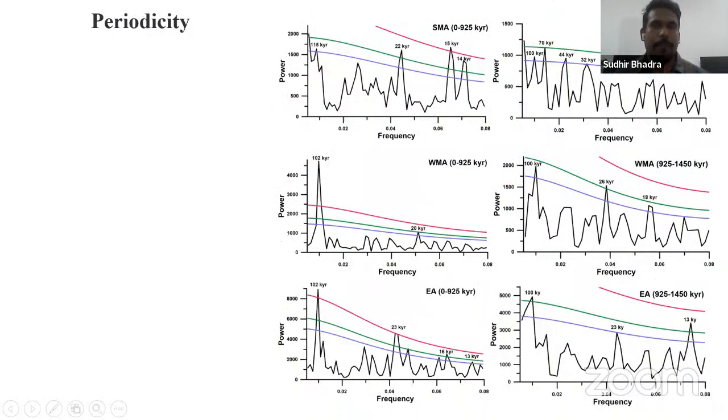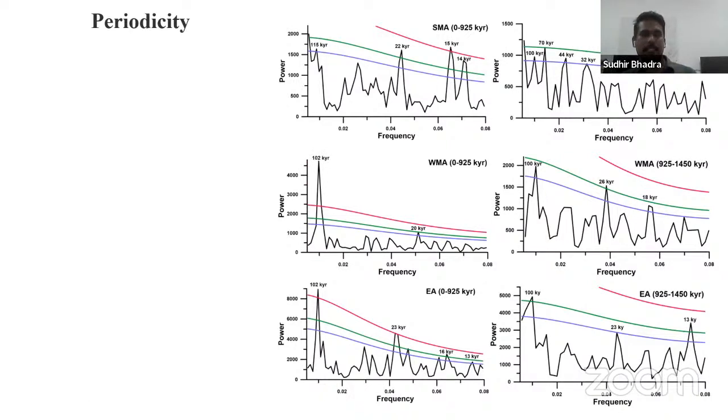We also looked at how the periodicity is behaving with respect to the Indian monsoon system, and we see that the summer monsoon here is more affected by the precession cycle, whereas the winter monsoon, in the post-MPT period, is more affected by the eccentricity cycle, the 100 kilo one.